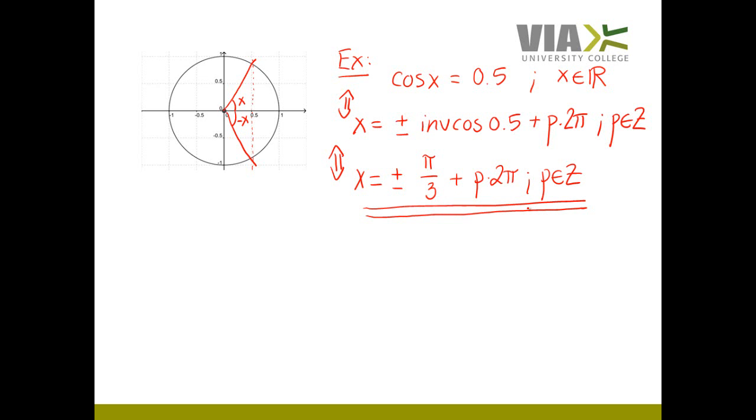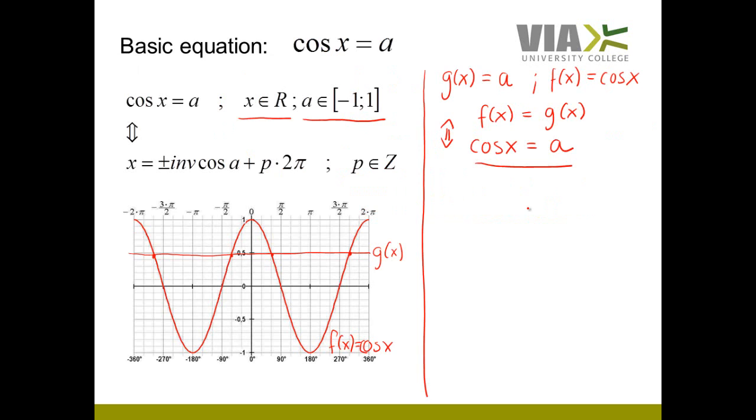If we look up at the general picture here, we see that if we have a basic equation cosine x equals a, where we have the restriction that a has to be in between minus 1 and 1 for this equation to have a solution, then we can generally say that the solution is x equals plus minus inverse cosine a plus p times 2 pi, our period, where p has to be part of our integers. So that's how you solve the basic equation cosine x equals a. In the next videos we will look into how we solve the basic equation sine x equals a and tangent x equals a.